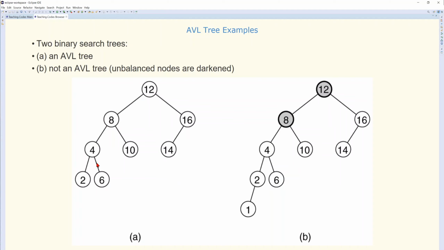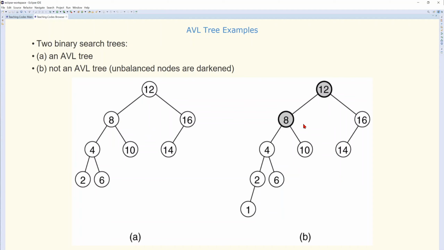It's -1, so it's still acceptable. Note that if 14 was removed, then it would be unbalanced. So this tree is currently balanced, but it's very close to getting unbalanced if 14 gets removed. But it hasn't happened, so it's still a balanced tree.